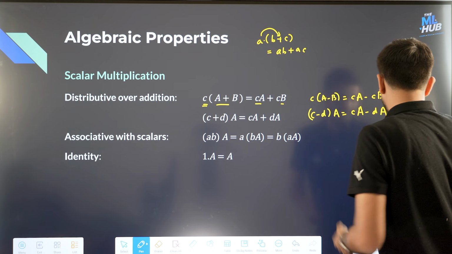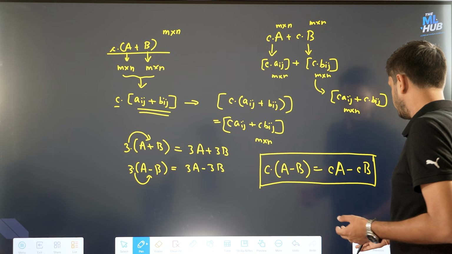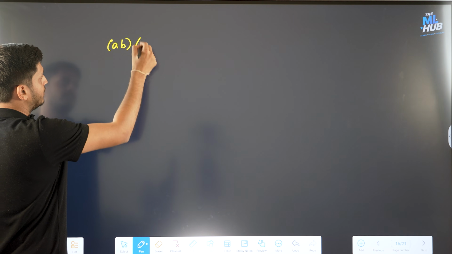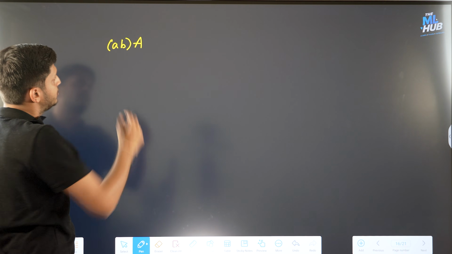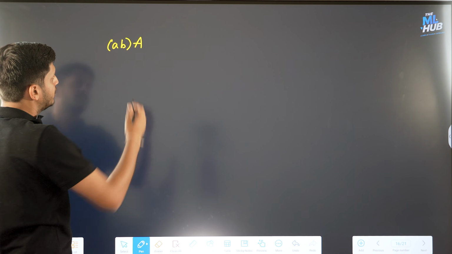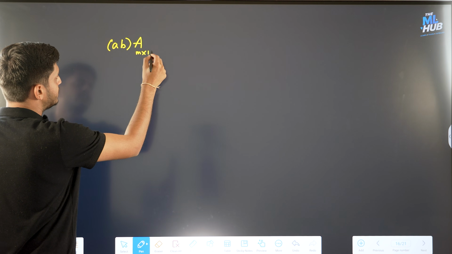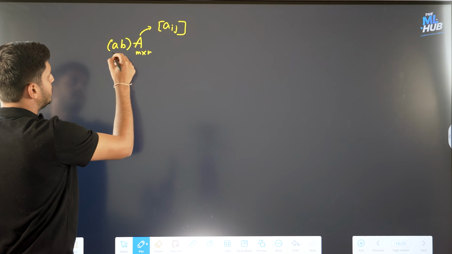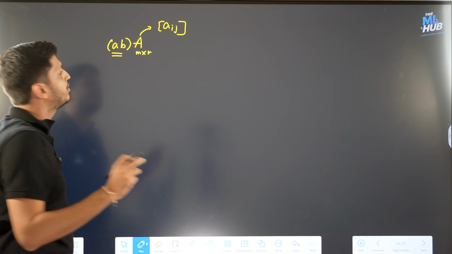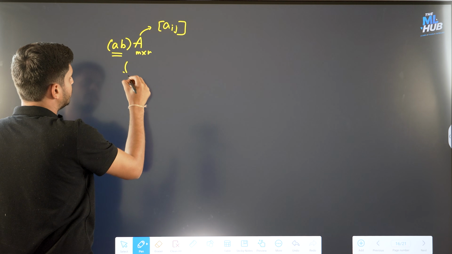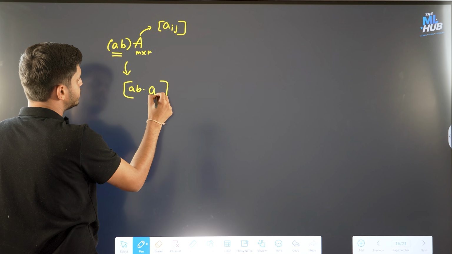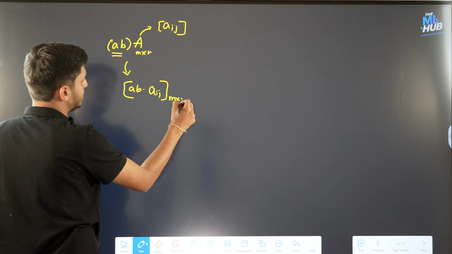Again, it's a very simple property to prove. If you want to prove it, it is saying that if you have (ab) times A, now here a and b are scalars. So a into b is also a scalar, and A is, let's say, an m cross n matrix whose ijth term is Aij, and ab is a multiplication, like it's a number. So (ab) times A will also give you an m cross n matrix whose ijth term will be ab times Aij.